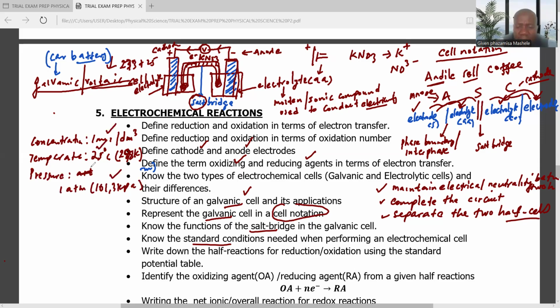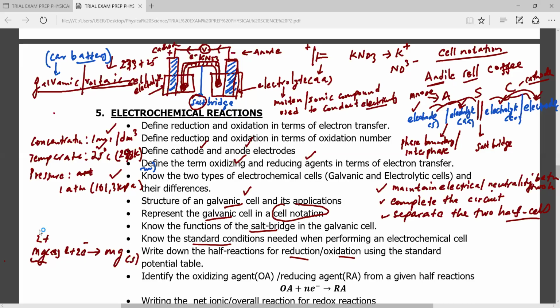And again, you need to be able to write down the half reaction for reduction and for oxidation using a standard potential table. I think I've done one example. Imagine we say magnesium 2 plus gains 2 electrons, then it gives this one. What is this now? You must be able to check: it's an ion. The oxidation number of an ion is the ion charge itself.